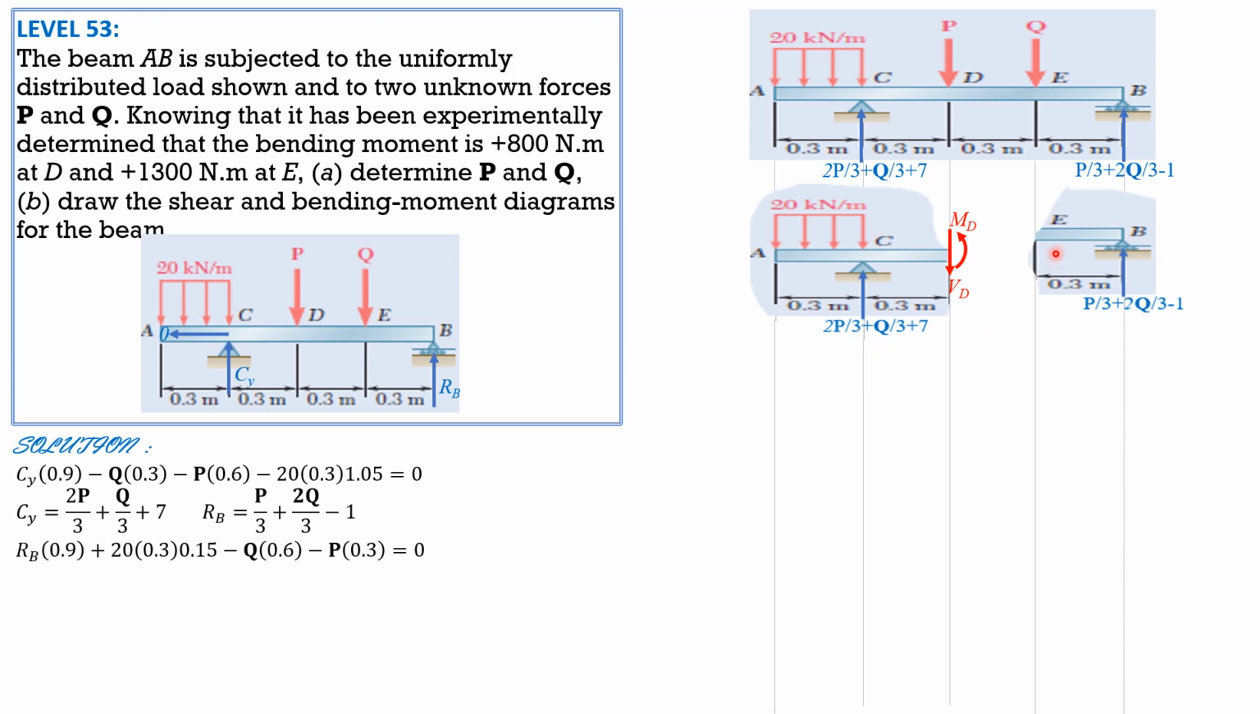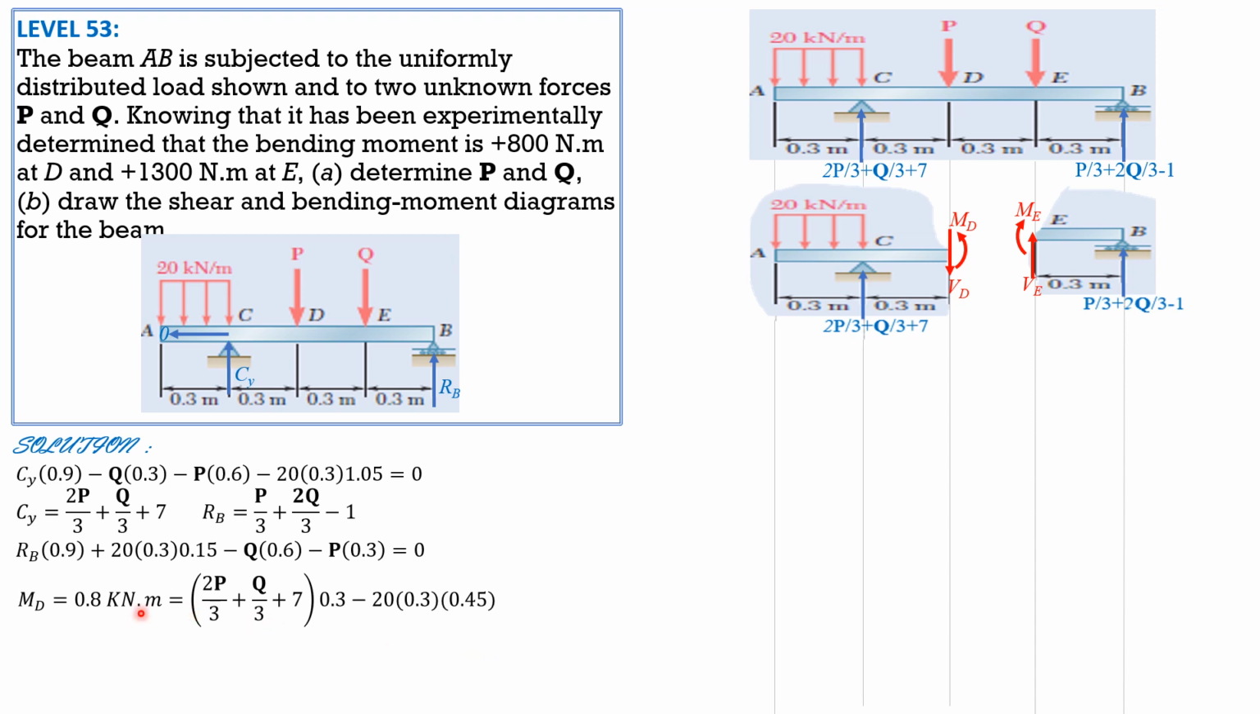This is also the free body diagram for portion AB. So let's just consider section A to the right, not section A and to the left. Much simpler if we consider forces A and to the right. So positive moment is clockwise as shown. So MD is equal to 2P over 3 plus Q over 3 plus 7 times 0.3 minus 20 times 0.3 times 0.45.